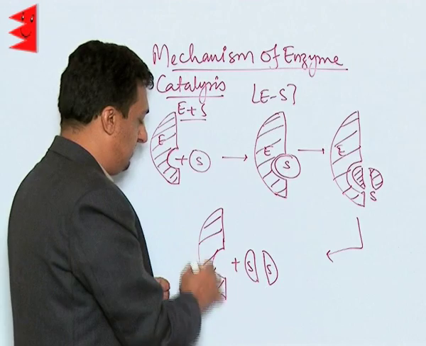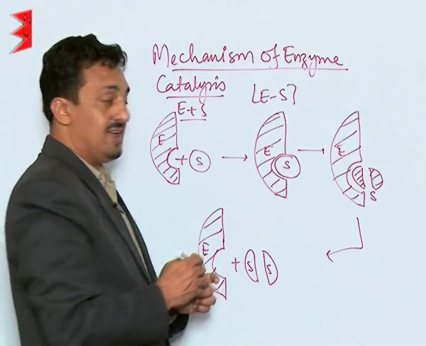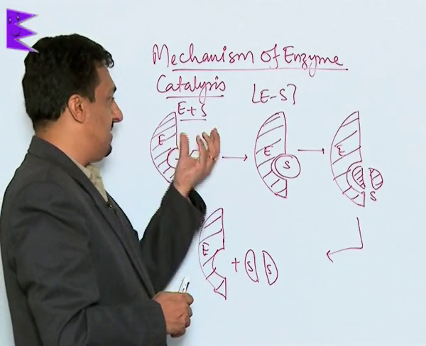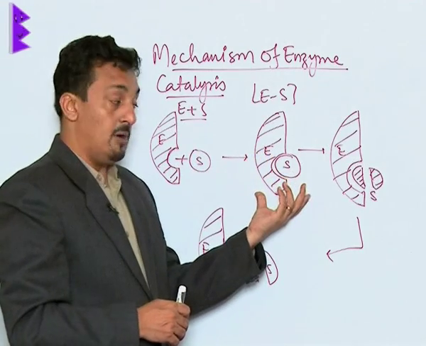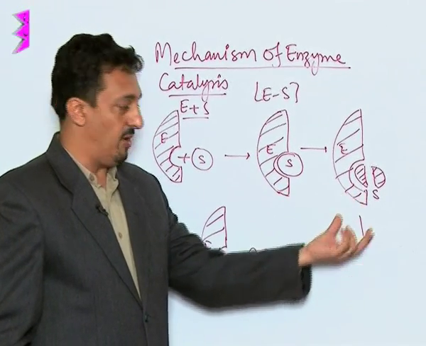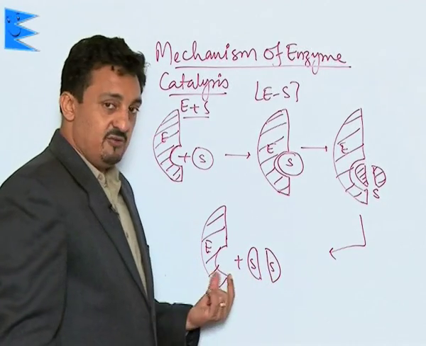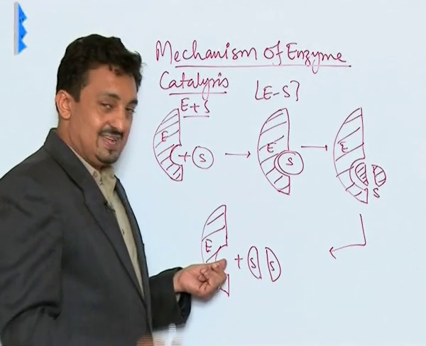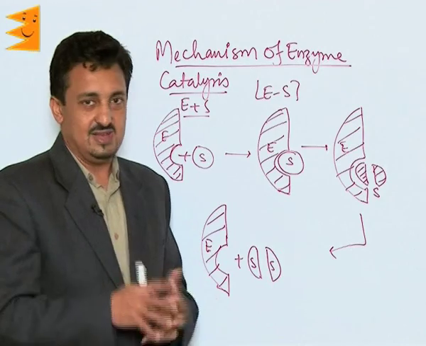So this is the basic mechanism of enzyme catalysis: the enzyme-substrate complex is formed, then the substrate is actually changed into the product, and then it comes out like this, further exposing the enzyme's active sites for further adsorption of the reactant molecules.